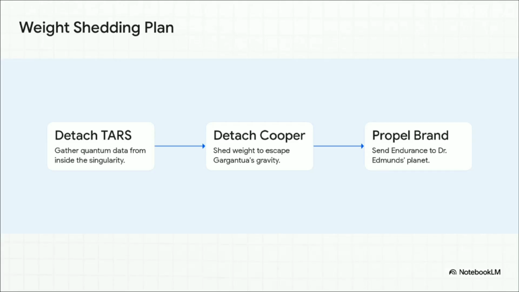To actually pull free of Gargantua's gravity, the Endurance has to shed a massive amount of weight. So Cooper institutes this brutal weight-shedding plan. First, he detaches the shuttle holding the robot TARS, dropping it right into the black hole, hoping TARS can collect crucial quantum data from inside the singularity. But then, Cooper makes the ultimate sacrifice. Without telling Brand his true intentions, he detaches his own shuttle. He bites the bullet. By dropping himself into the black hole, he ensures Brand has the momentum to reach Edmund's planet and restart the human race. He's prioritizing the future of humanity over his own survival.